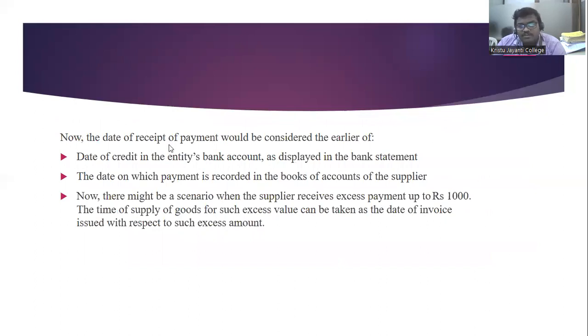Now the date of receipt of payment should be considered as the earliest of the date of credit in the books and displayed in the bank statement, or the date on which payment is recorded in the books of accounts of the supplier. Now there might be a scenario where the supplier receives excess payment up to rupees 10,000; the time of supply of the excess value can be taken as the due date of invoice.